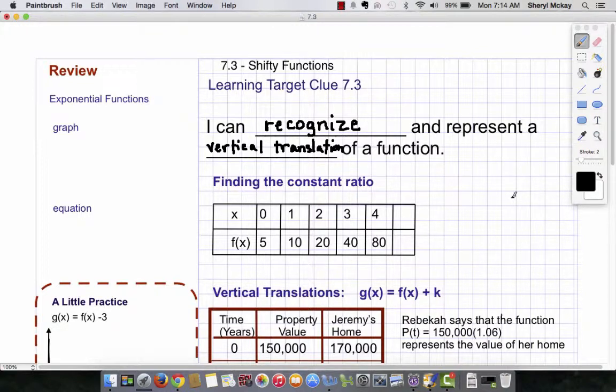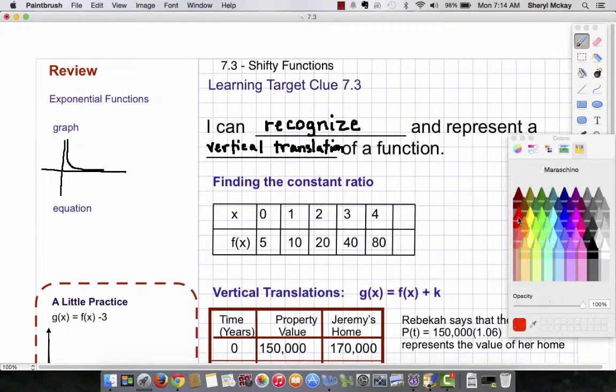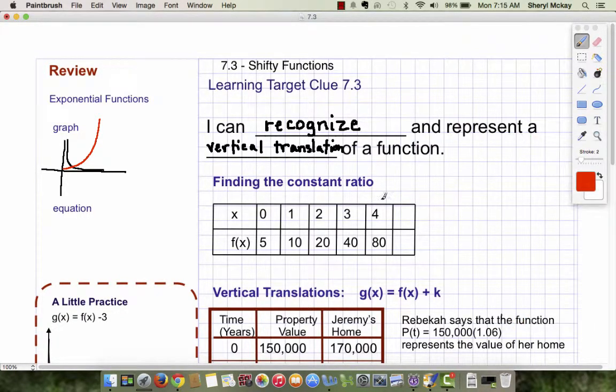So now let's go back and review what we learned about exponential functions. If you remember, an exponential function has a graph that looks something like this. It usually has a rapid increase or a rapid decrease. Another way to look at it would be to go kind of like this. So that's a rapid increase. That's important to remember.